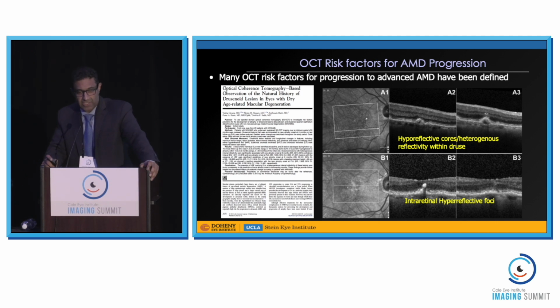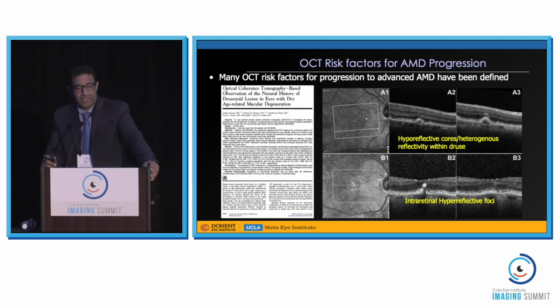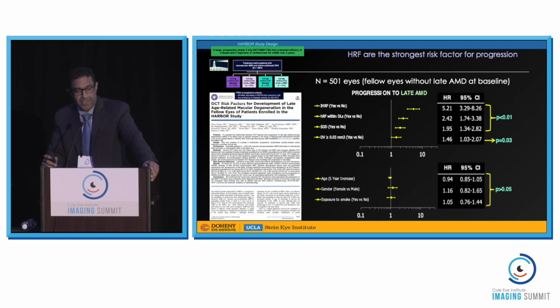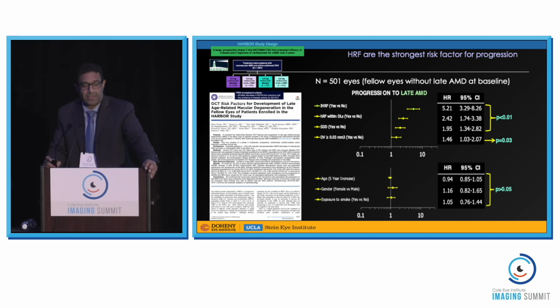Hyperreflective foci in particular, I think, is a very interesting one. When we talk to patients about this, we tell them, well, boy, those RPE cells must be so unhappy. They left the monolayer seeking greener pastures. So that's a way of thinking about why this is a bad feature. And I look at that when I see patients with that sign. I talk to them differently because I know that's an eye that's in trouble.